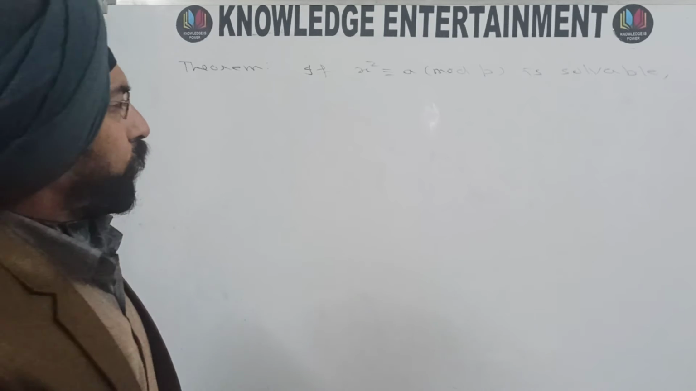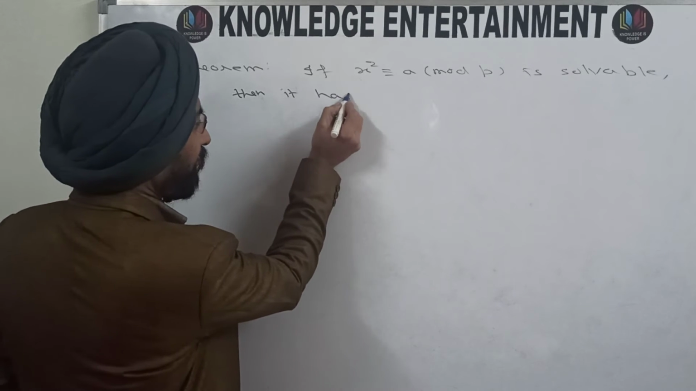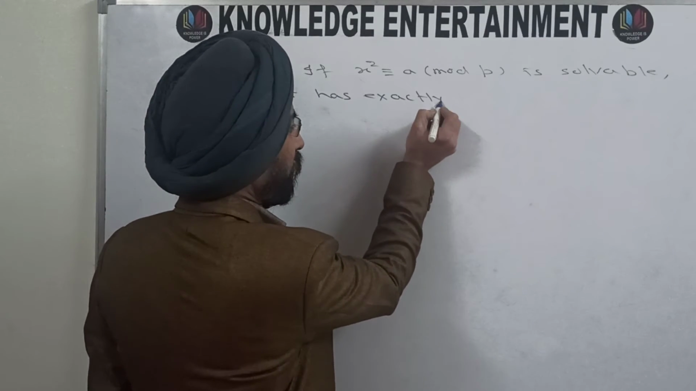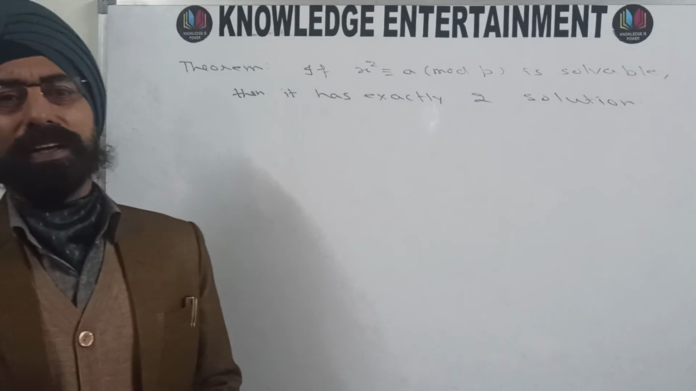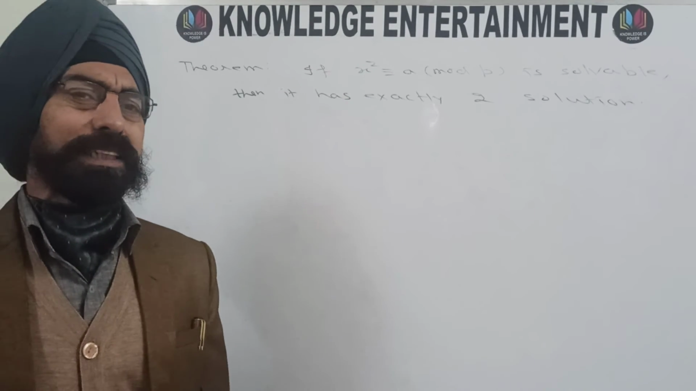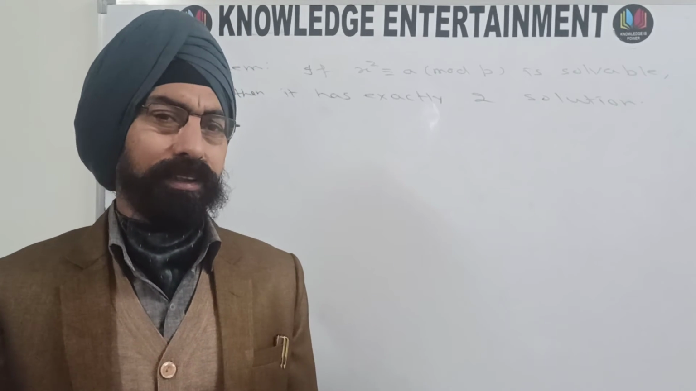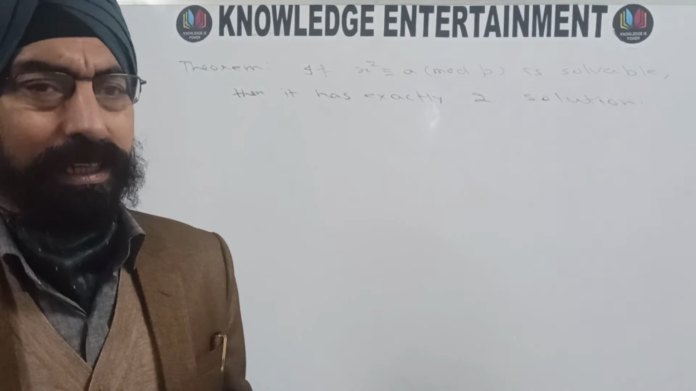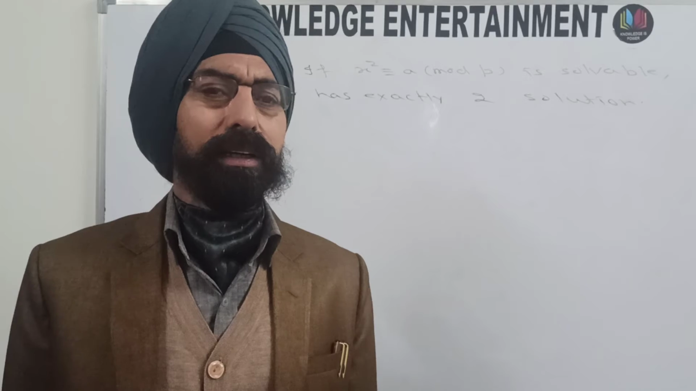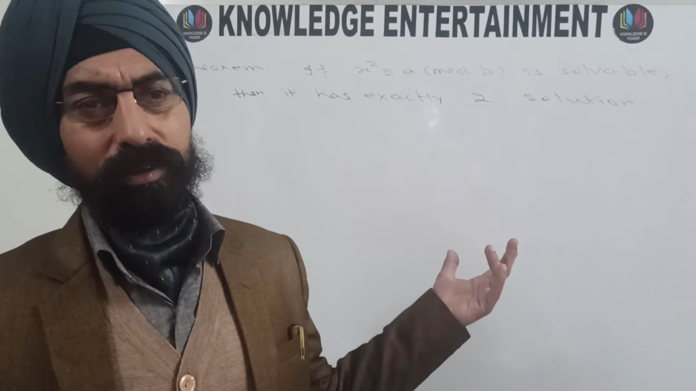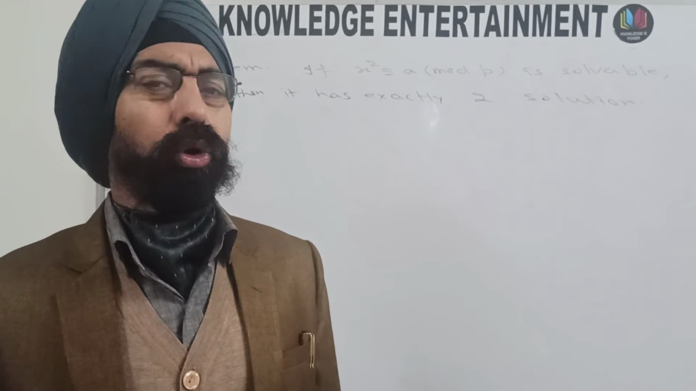There will be exactly 2 solutions. If it is solvable, it will have exactly 2 solutions. When we say exactly 2 solutions, that means exactly 2 incongruent solutions. That means there will be 2 solutions which are incongruent to each other, and if you have any third solution, then that third solution must be congruent to at least one of these 2. This theorem says that there will be exactly 2 incongruent solutions modulo p.